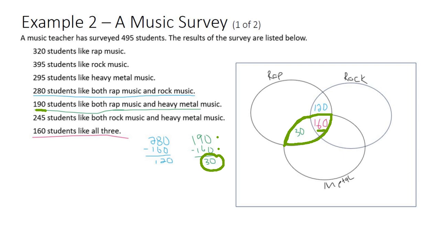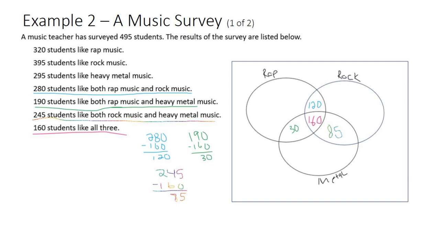Okay. So now let's look at this third intersection. The third intersection is rock and metal. So right here, 245 students. So if I highlight the intersection of these three, then we can see that we still have the 160 sitting here. And so if I take the 245 right here and subtract the 160, then I end up with 85. So 85 would be placed in this region here.